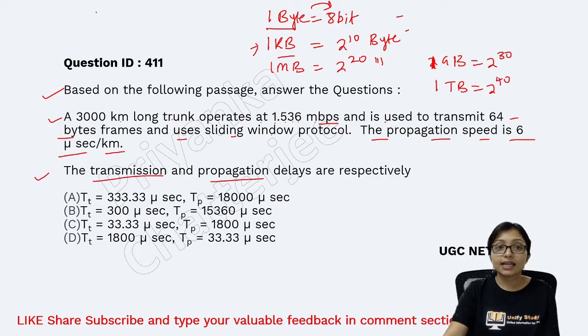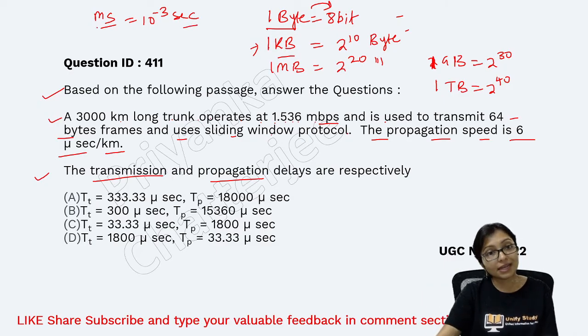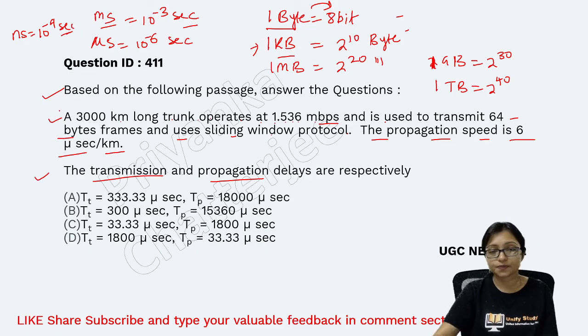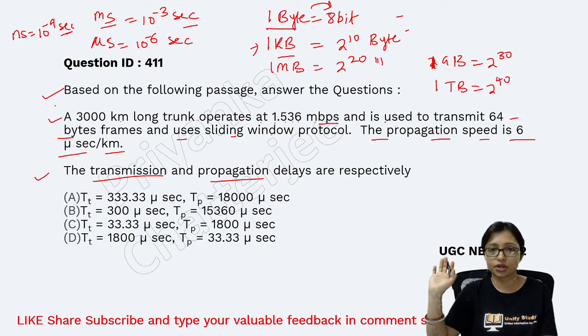If it is millisecond, that is 10 to the power minus 3 second. You need to convert into second. If it is microsecond, that is 10 to the power minus 6 second. If it is nanosecond, that is 10 to the power minus 9 second. Okay. These conversions are very important.